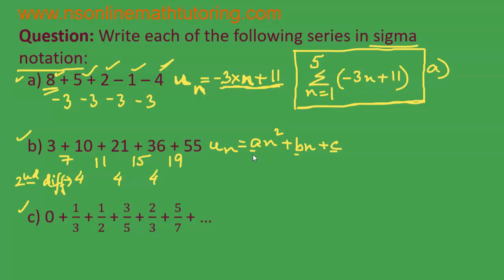So, for getting the value of a, the equation is 2a is equal to the second difference. The second difference should be a constant. Only then can we use this formula. Only then will it be a quadratic sequence or a quadratic series. So, 2a is equal to 4, or a is equal to 2.